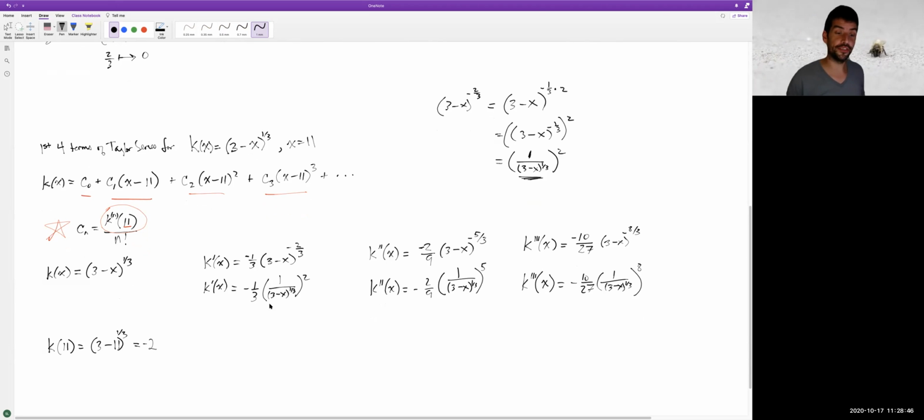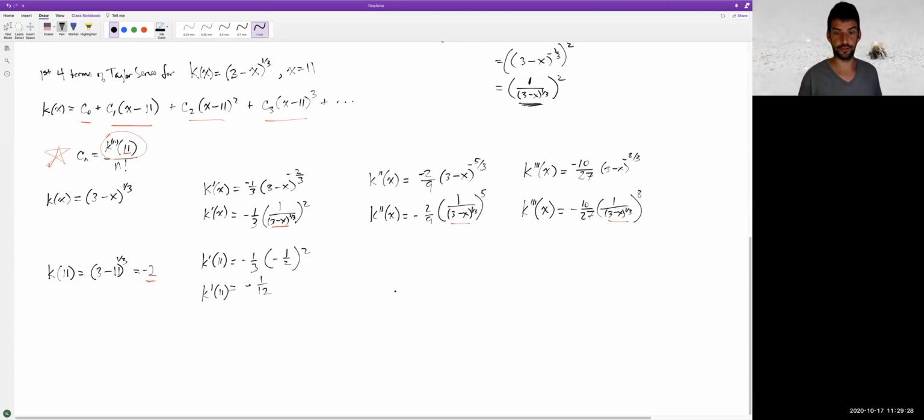Okay, so now we see why I did this work a minute ago. That 3 minus x to the 1/3 is a negative 2. That denominator in all of these fractions, this negative 2 can replace just the denominator. So in other words, each of these parentheses becomes negative 1/2. So let's go ahead and do that. So k prime of 11 becomes negative 1/3 times negative 1/2 squared, which is going to be negative 1/12. Okay, so there's one of my derivatives.